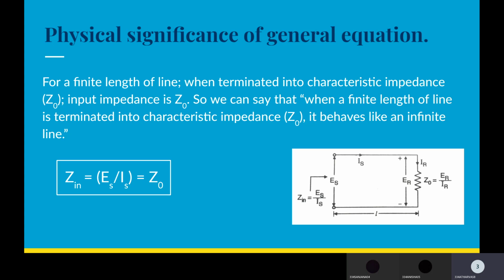Physical significance of general equation. For a finite length of line, when terminated into characteristic impedance Z0, the input impedance is Z0. So we can say when a finite length of line is terminated into characteristic impedance, it behaves like an infinite line. The equation Zin equal to Z0 defines the physical significance of the general equation.